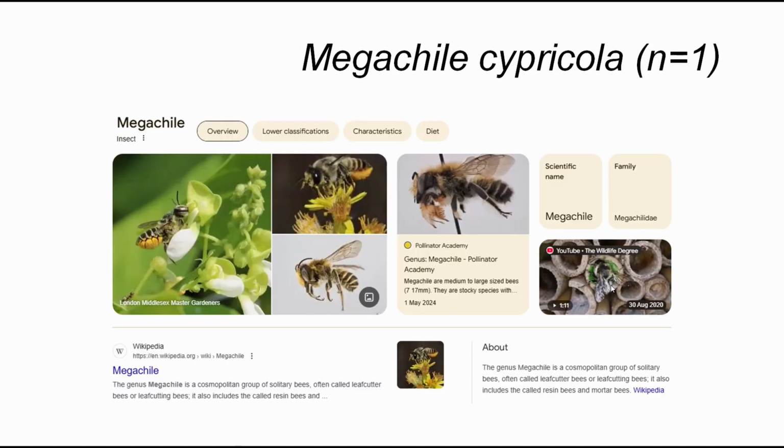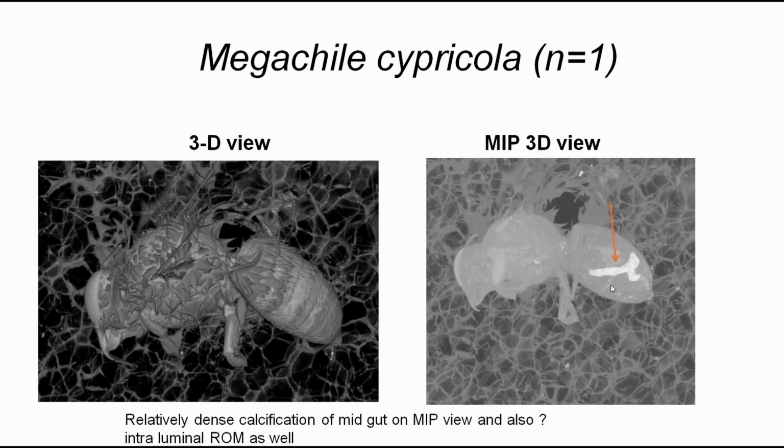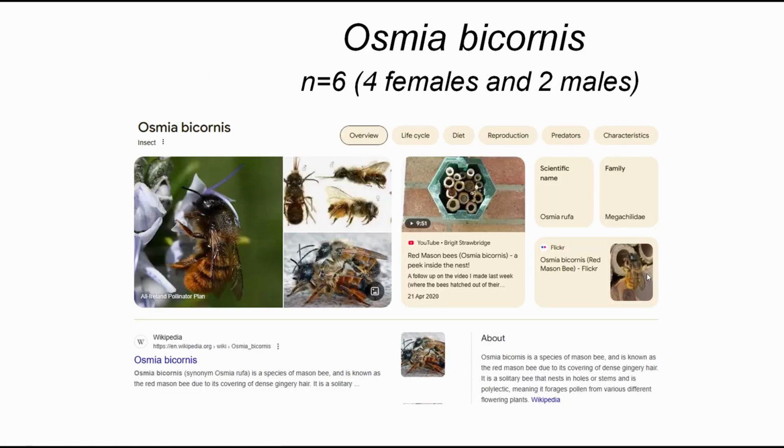We had one leaf cutter bee which again showed the calcification, and in fact it looked as if it was not only in the muscle but also to a certain extent in the lumen. One of the most interesting was the Osmia bicornis, the mason bee, of which 6 specimens were scanned, 4 females and 2 males.